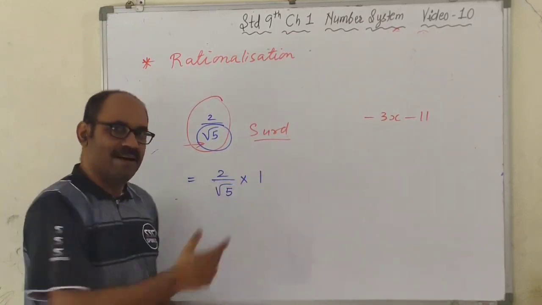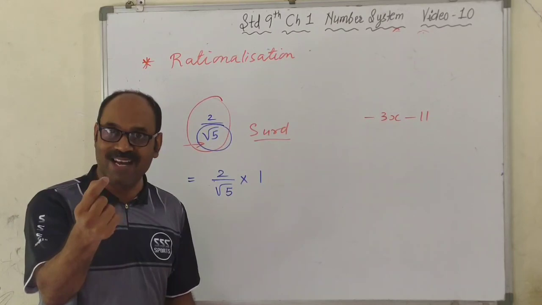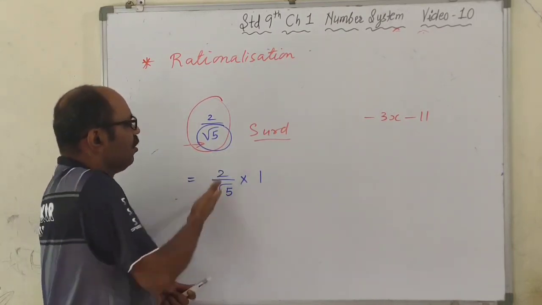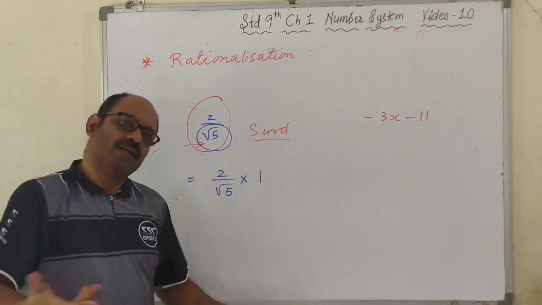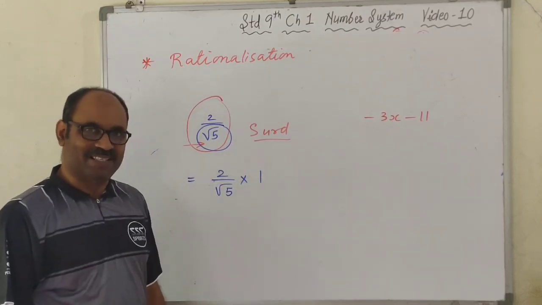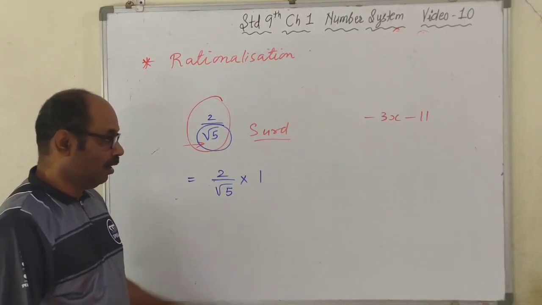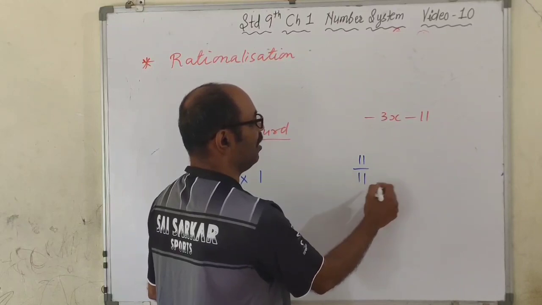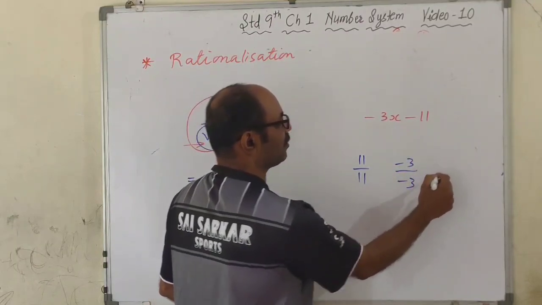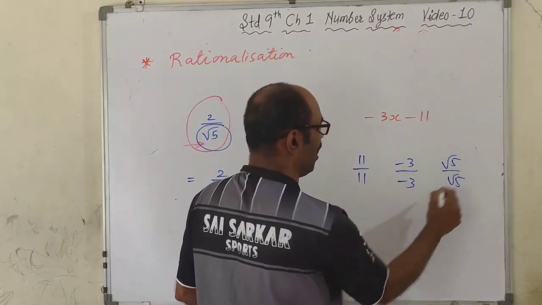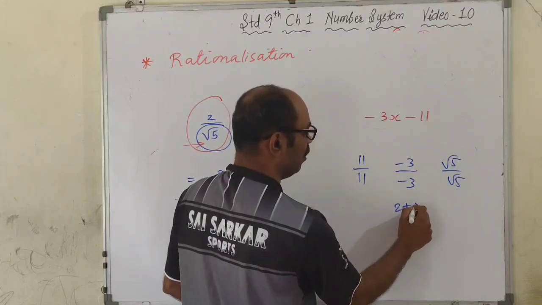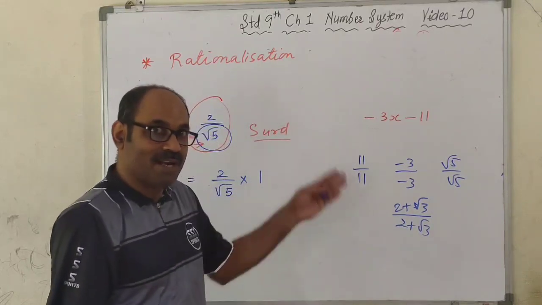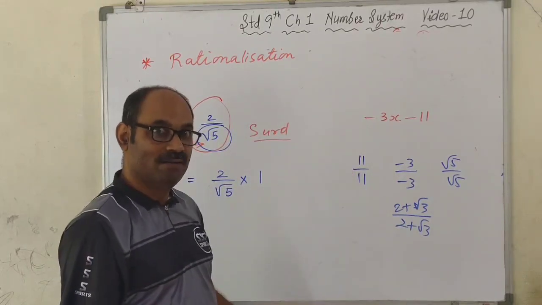You can multiply any number by 1 because 1 is the identity element for multiplication. Achha, dekhiye, 2 upon root 5 into 1 is 2 upon root 5. It remains the same. Correct? Okay. Lekin, for 1, we can write anything we like: 11 upon 11, minus 3 upon minus 3, root 5 upon root 5, 2 plus root 3 upon 2 plus root 3. See, whatever you want, you can write the same thing upon that thing.